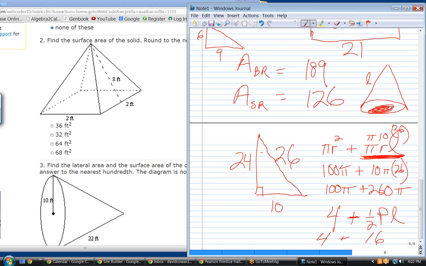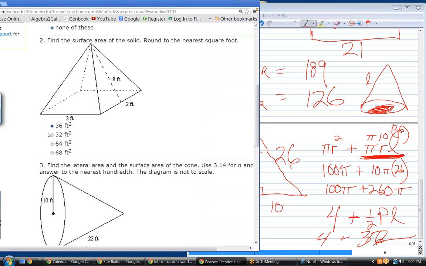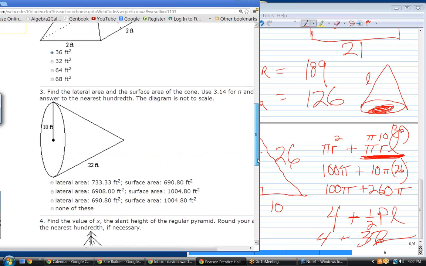Oh, no, the perimeter would have been 8. 8, I'm sorry. So it'd be 4 times 8, 32. So 36 is the answer. Okay. Good example of when you don't see the answer on there that you're expecting. Usually means we've made a mistake, a simple mistake somewhere along the line.